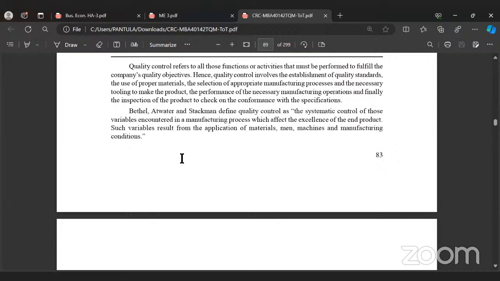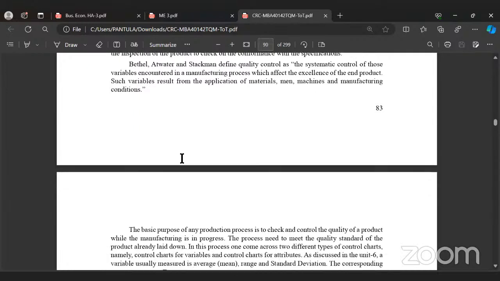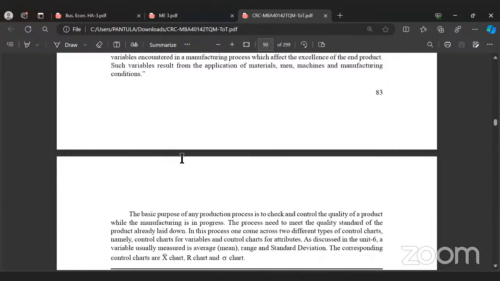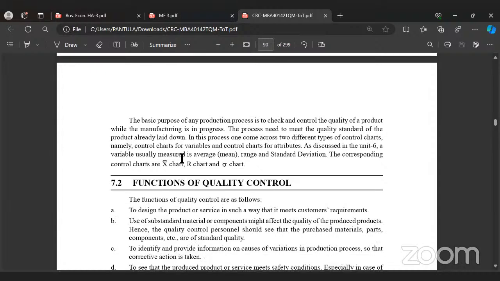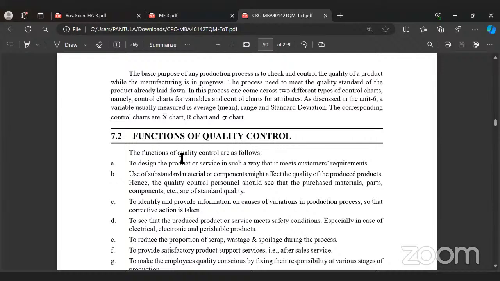Here, the systematic control covers the variables encountered in a manufacturing process which affect the excellence of end products, such as the four Ms: material, men, machine, and manufacturing conditions. This is the basis of the production process: check and control the quality of the product while manufacturing progresses. The process needs to meet the quality standards laid down for the product. This process comes across different types of control charts.